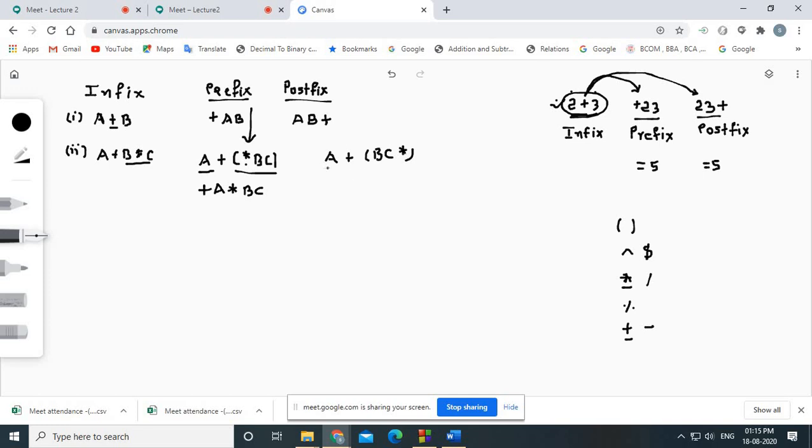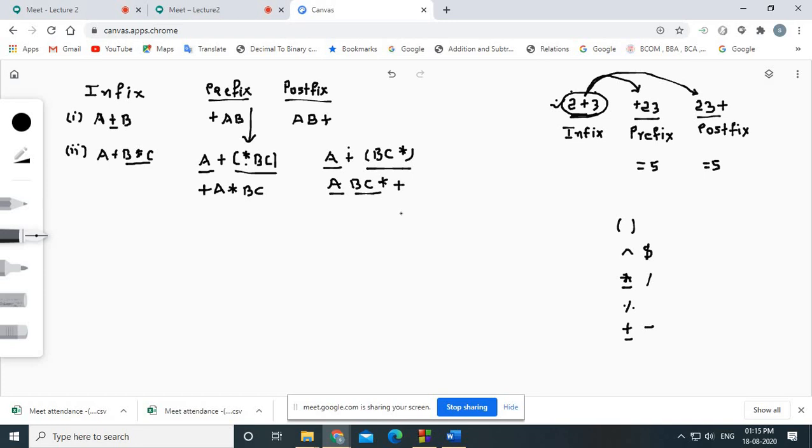Now again consider this is one operand and this is a second operand, and in between you have the operator, right? If you want to convert this into the postfix, then in the case of postfix the operator will come later on, so first you have to mention all the operands. The first operand is a, the second operand is bc star, so I'm just writing a bc star, and then this is the first operand, this is the second operand, and then I need to consider this operator.